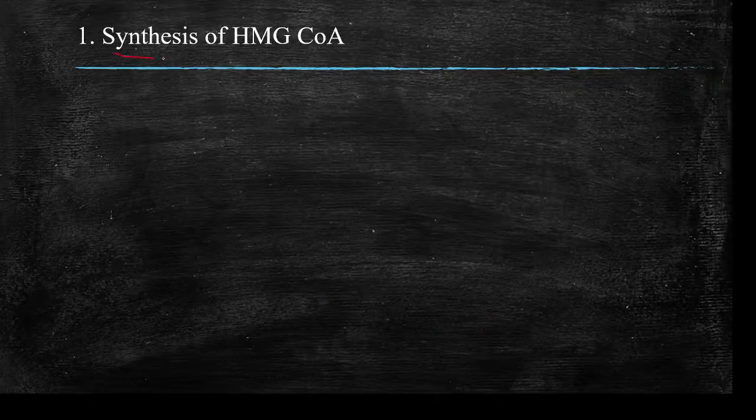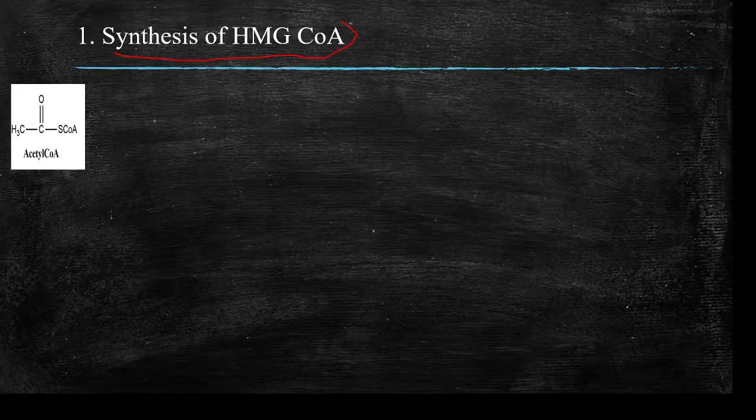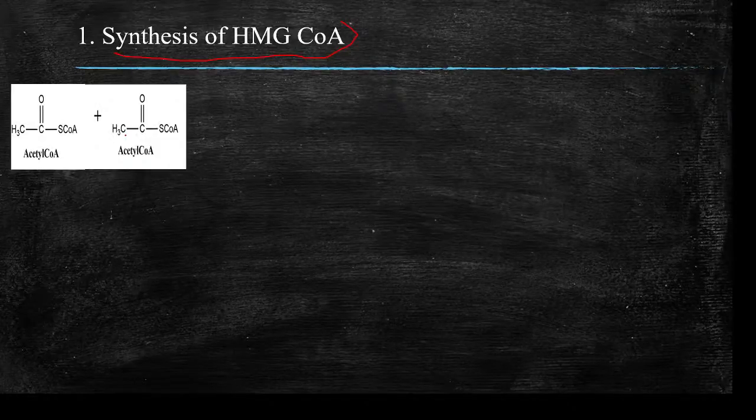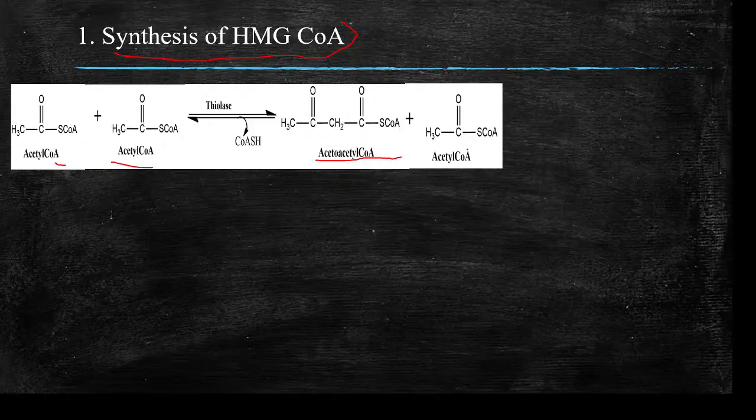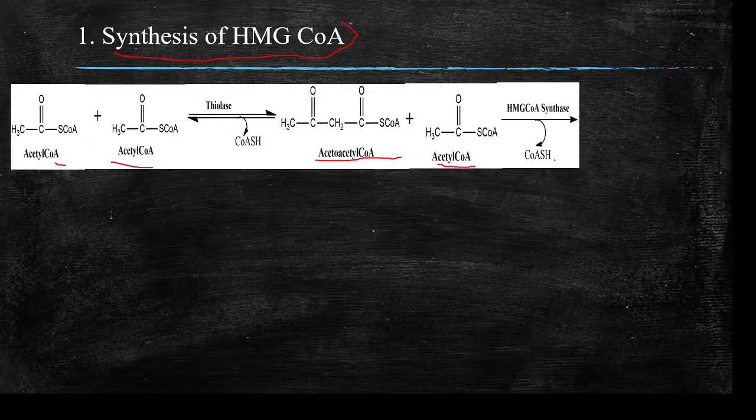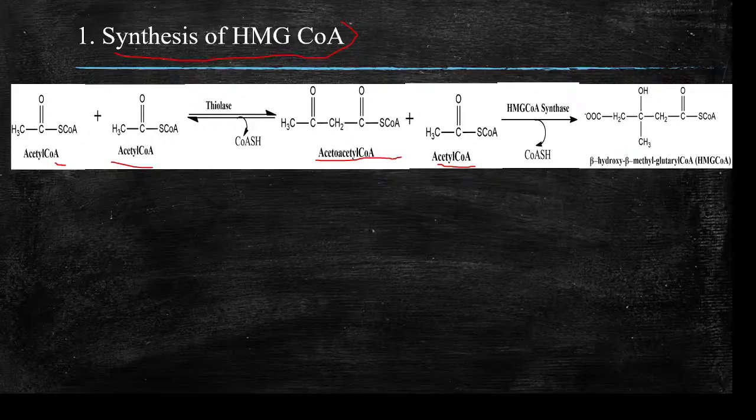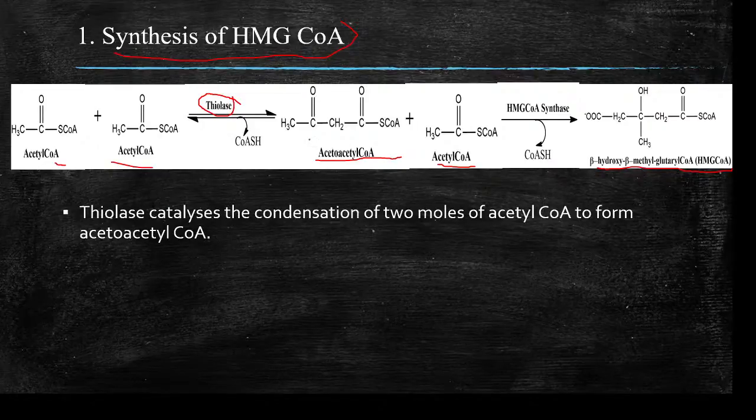So the first stage is synthesis of HMG-CoA. This happens in 2 steps in fact. Acetyl-CoA will combine with 1 more molecule of acetyl-CoA and this gives rise to acetoacetyl-CoA. To this acetoacetyl-CoA, 1 more molecule of acetyl-CoA will combine and this gives rise to HMG-CoA, that is beta-hydroxy beta-methyl glutaryl-CoA. The conversion of acetyl-CoA to acetoacetyl-CoA is catalyzed by thiolase, and the conversion of acetoacetyl-CoA to beta-hydroxy beta-methyl glutaryl-CoA is catalyzed by HMG-CoA synthase.